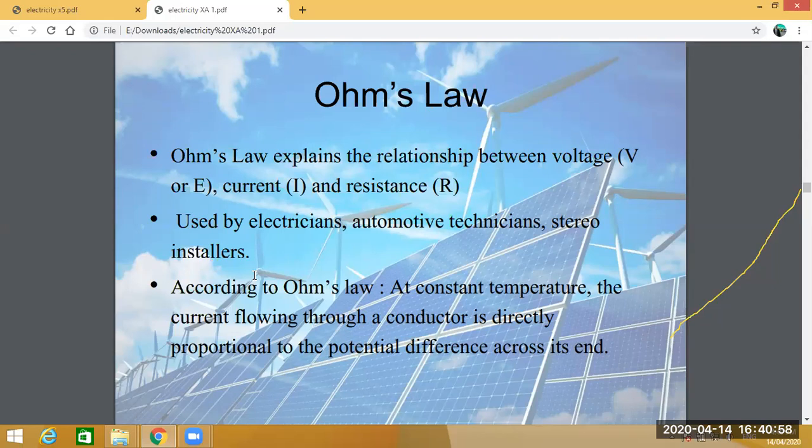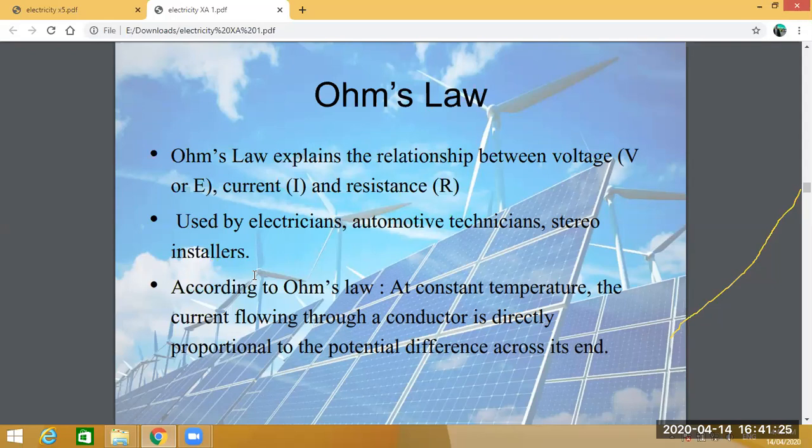Look, you can memorize it as it is written here, but you can also remember what I explained. According to Ohm's law, electric potential difference across the conductor is directly proportional to the current flowing through the conductor, provided temperature of the conductor is kept constant.